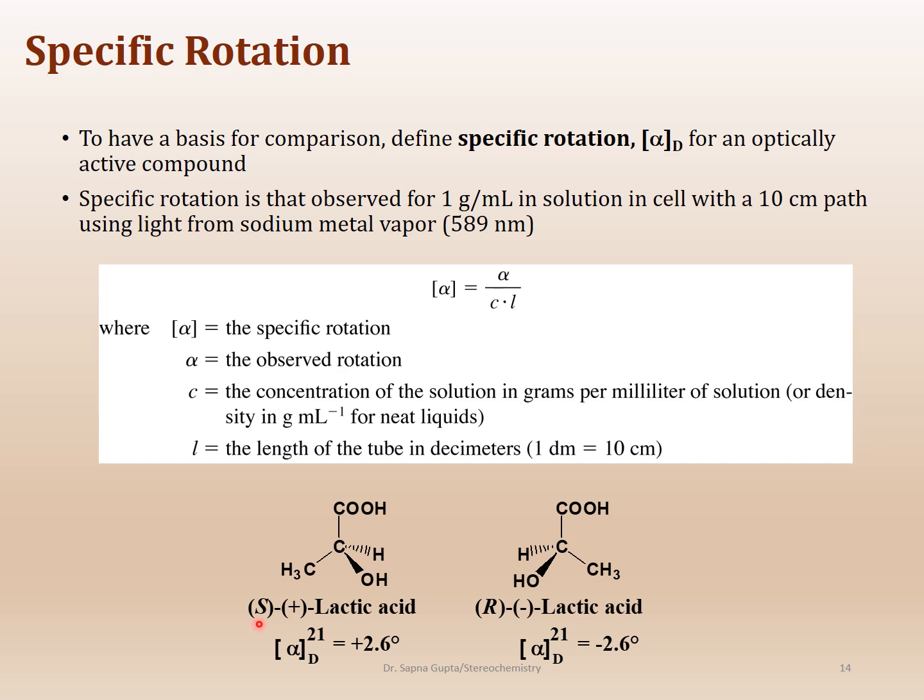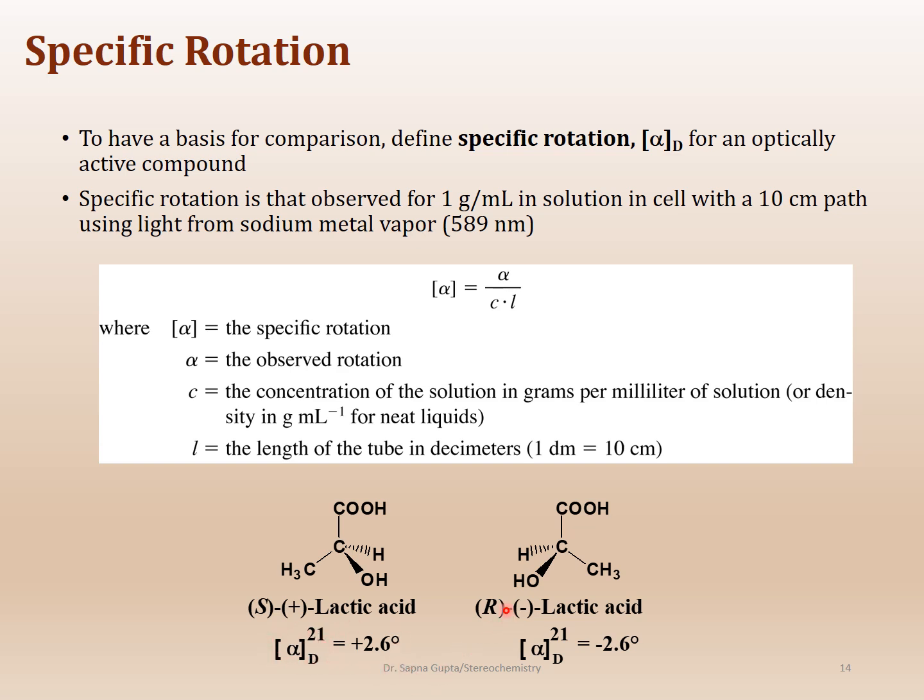First of all, the S here stands for sinister, and that has to do with how the groups are arranged. The plus has to do with the optical rotation of the molecule, okay? And the plus can also be written as D if you wanted to, okay? Both are fine. So plus and D go hand in hand. And then of course lactic acid. And then here is the specific rotation given, and it is plus 2.6.